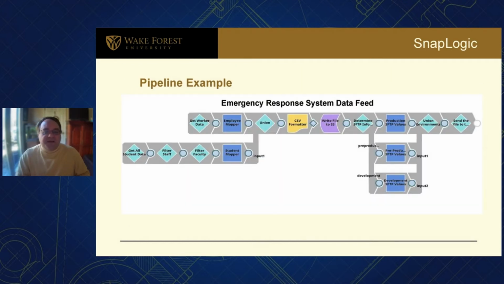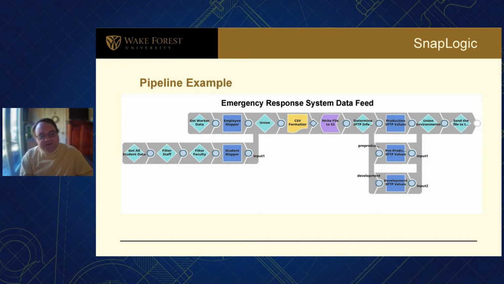So this is an example of one of the pipelines. This is a very typical example of one of the pipelines. This feeds our emergency response system. Our emergency response system is so that we can inform our faculty and staff when we have closings due to snow or weather. Thankfully we haven't had an issue yet like this, but if we did have an active shooter on campus, the emergency response system would be sending out text messages about that.